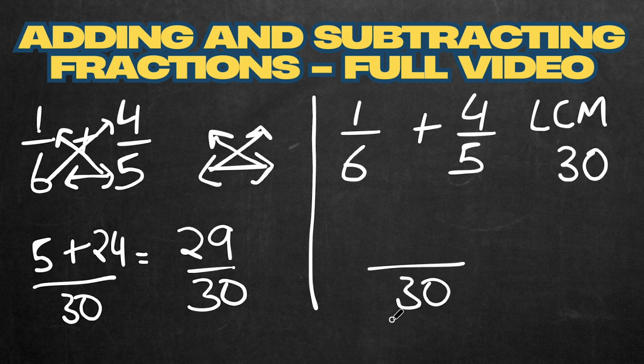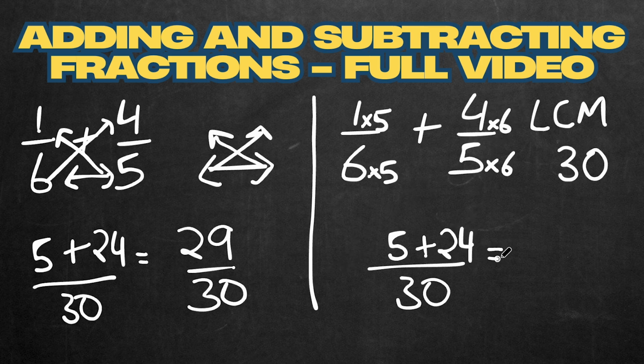Okay, now remember, that's the formal way. The answer will be the same. I'll show you. Now, how many times did you multiply 6 to get 30? You multiplied it 5 times, right? So you do the same on the numerator. So 1 times 5 is 5, plus 5. How many times did you multiply 5 to get 30? You did 6, right? 5 times 6 is 30, so you do the same here. So 4 times 6 is 24, so the final answer still is going to be 29 over 30.